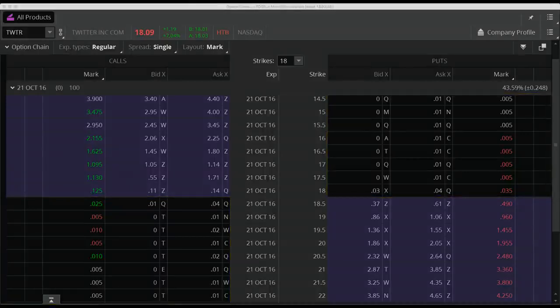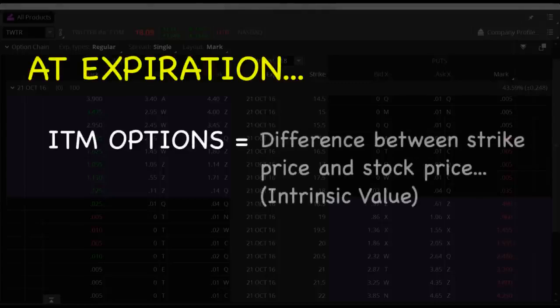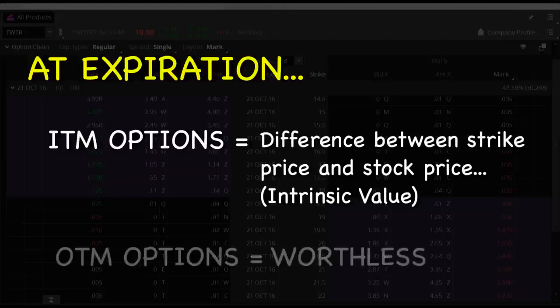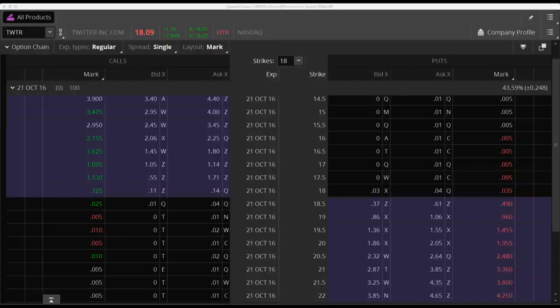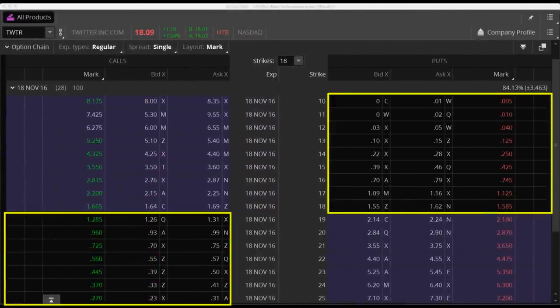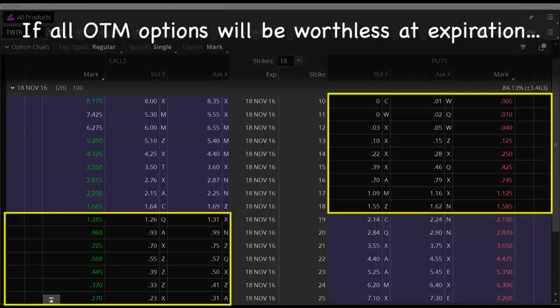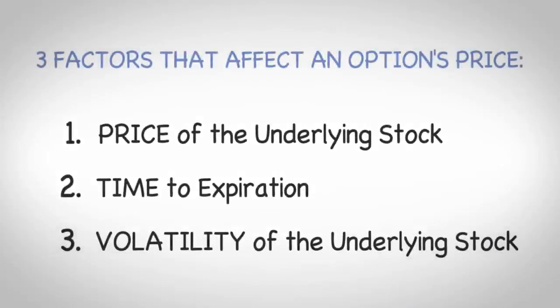So just to recap real quick, at the expiration date, in the money options will be worth the difference between the strike price and the stock price, and all out of the money options will be worthless. But let's look at the options that are not yet about to expire. You can see that even the out of the money options still have value. So if all out of the money options will be worthless at the expiration date, then why do they have value now?